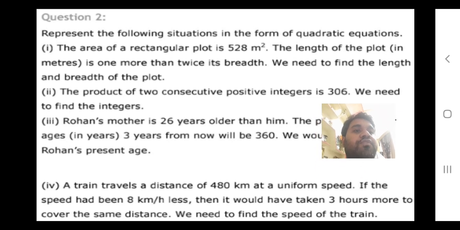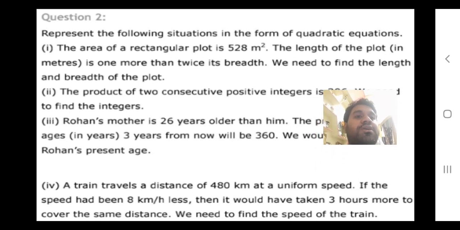In this we have to form a quadratic equation using a single variable. So class, you can see the first one: the area of a rectangular plot is 528. The length of the plot is one more than twice its breadth. So length depends on the breadth, so we will consider the breadth first, that is x. Then the length will be one more than twice the breadth, that is 2x plus 1.